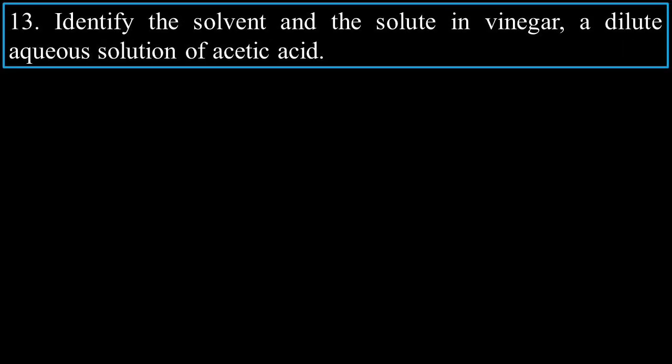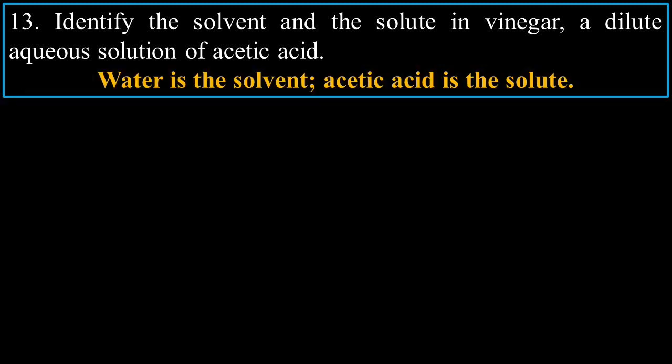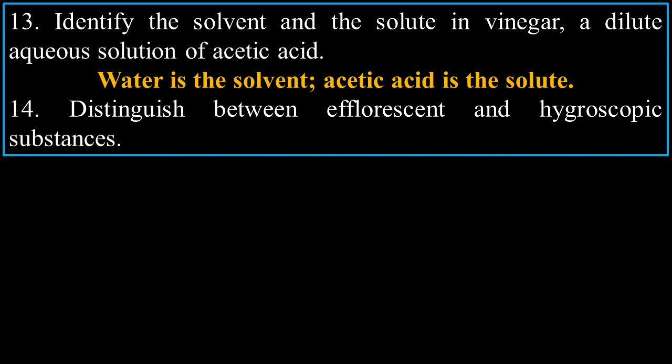Identify the solvent and the solute. In vinegar, a dilute aqueous solution of acetic acid, the water is the solvent and acetic acid is the solute because it's diluted. It's diluted with the solvent. Acetic acid by itself, pure glacial acetic acid, could be a solvent, but in this case it is not.